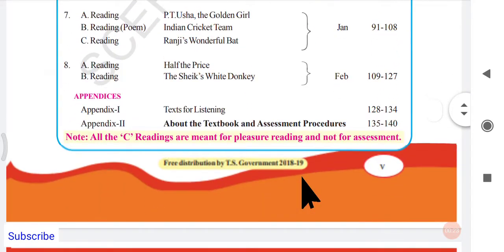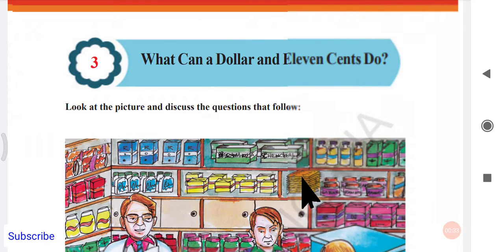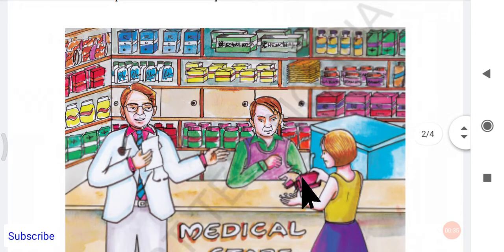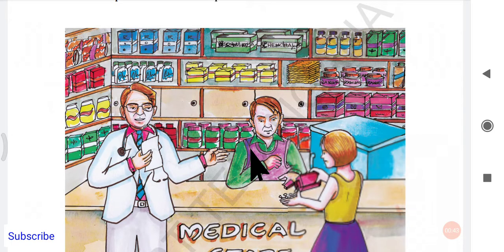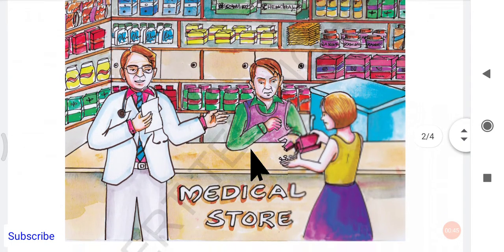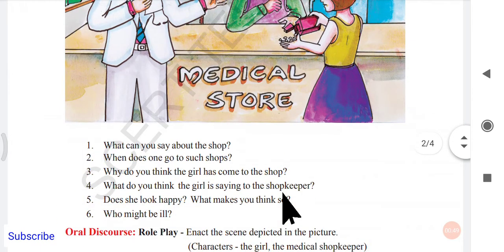We shall quickly move to the next slide here. So we can see the title, what can a dollar and 11 cents do? Look at the picture and discuss the questions that follow. So we can see there is a doctor, there is a shopkeeper, and also there is a girl holding something in her hand in pink color, and it is a medical store. Okay, so we shall see the questions.